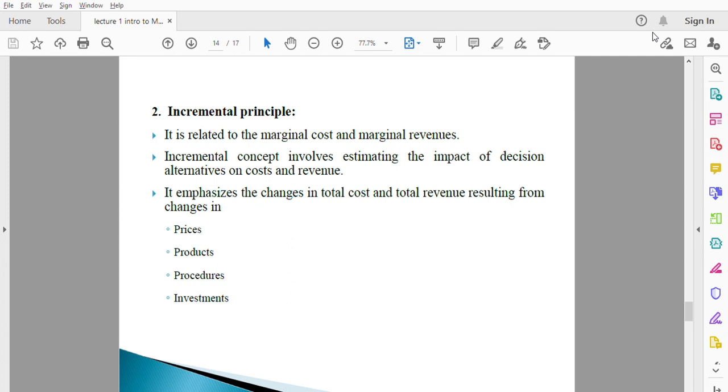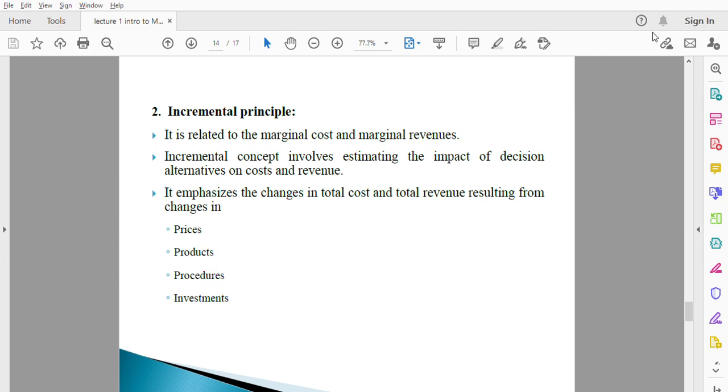So the incremental concept involves estimating the impact of decision alternatives on cost and revenue. It emphasizes the changes in total cost and total revenue resulting from changes in price, products, procedures, and investment. Basically, what marginal cost and marginal revenue mean is, when you make a decision, what is the extra cost, or what is the increase in total cost, and what is the increase in total revenue, that is the marginal revenue.